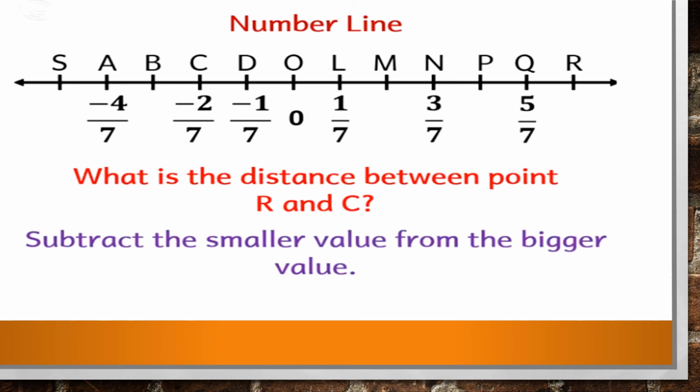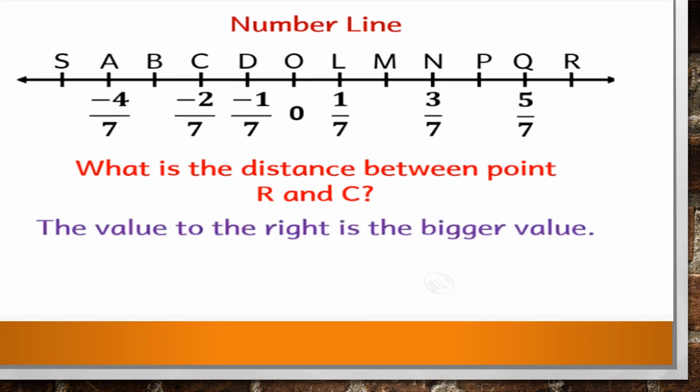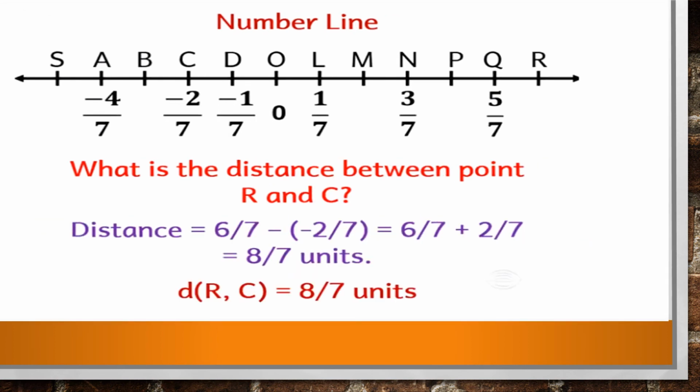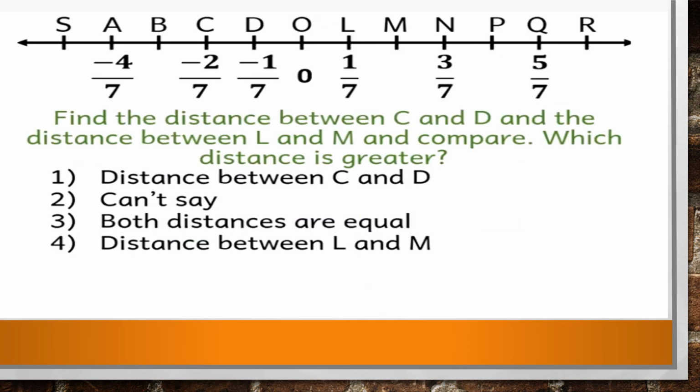Subtract the smaller value from the bigger value. The value to the right is the bigger value. So the distance, R is what? 6 upon 7. I've already explained to you how it is 6 upon 7. Okay. So 6 upon 7 minus 2 upon 7 is equal to 8 upon 7 units. So the distance between R and C is equal to 8 upon 7 units.